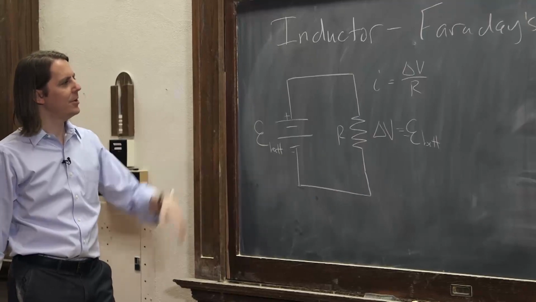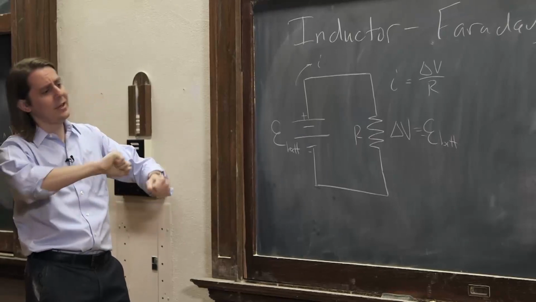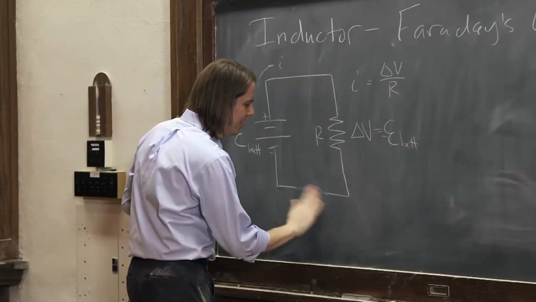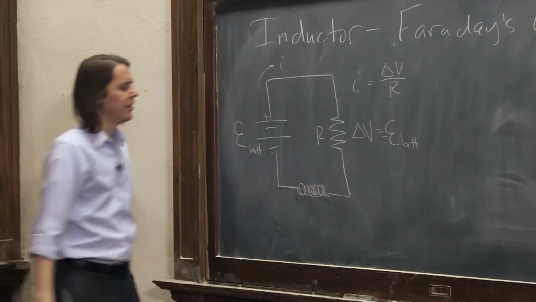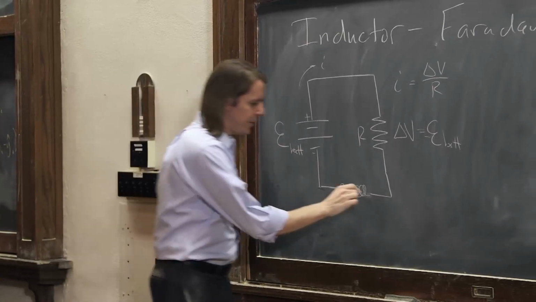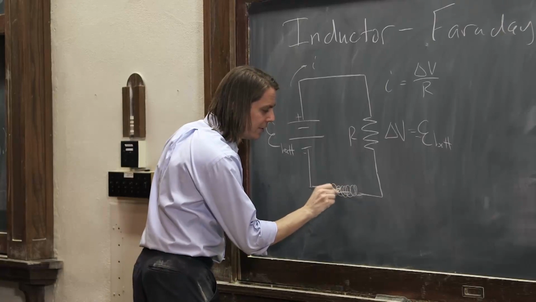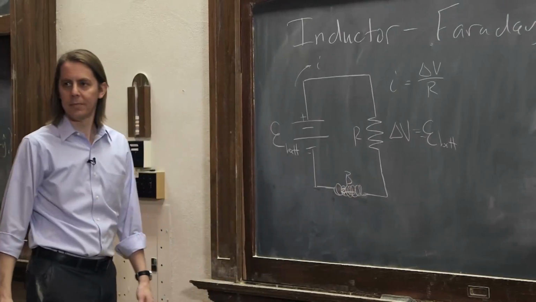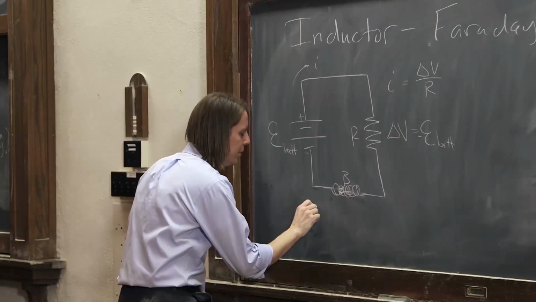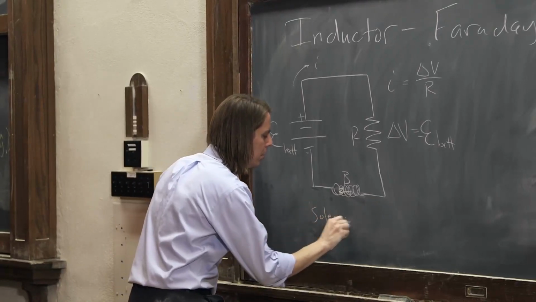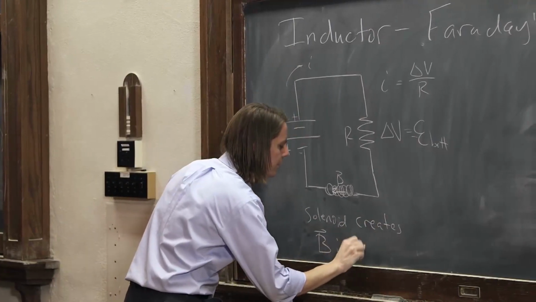Now let's imagine that's happening. Current's flowing. Everything's moving along. And while the current is flowing, we take the wire and we wrap it up into a solenoid, like that. Well, if you do that, what's it going to do? Current's going to flow through a solenoid. It's going to create a B field right there. Okay? So, a solenoid creates B in the circuit.